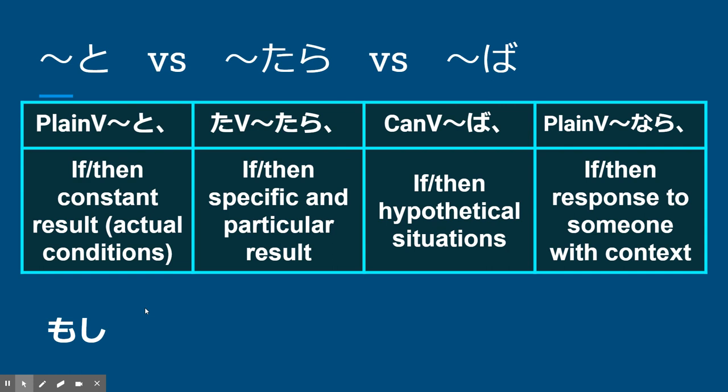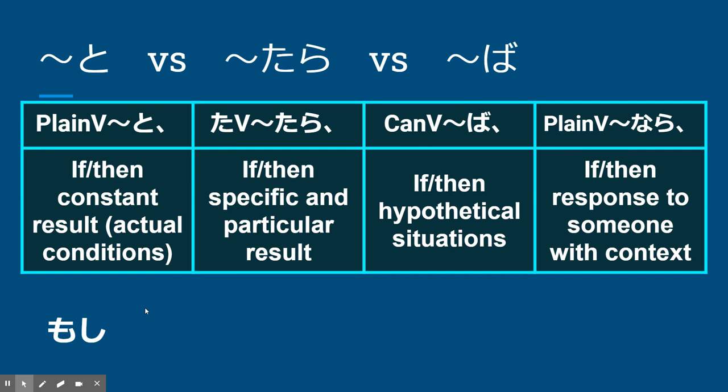If I go to school, watashi wa gakkou ni iku to, sensei wa ureshii desu. It's a constant result. Sensei will always be happy if I go to school or if I'm in school. So anything that's a constant result and actual conditions. So you can say, fuyu ni naruto, when it becomes winter, fuyu ni naruto samuku narimasu, it will get cold. Fuyu ni naruto samuku narimasu, actual conditions.